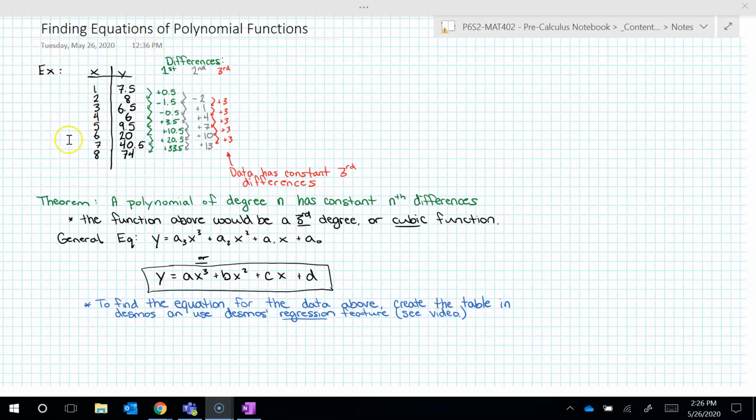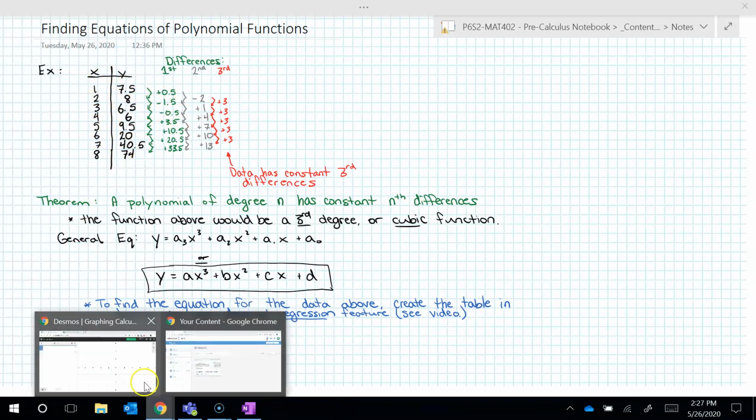So we have an example here where your x values are going up sequentially, starting at 1 and then just increasing by 1 each time, but your y values are kind of jumping all over the place. Start at 7.5, go up a little bit and go down a bit more, and then start to increase really rapidly. So let's use Desmos to create this table and get an idea of what we're working with.